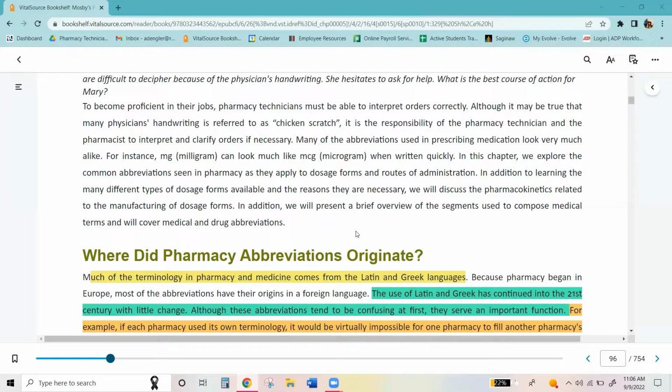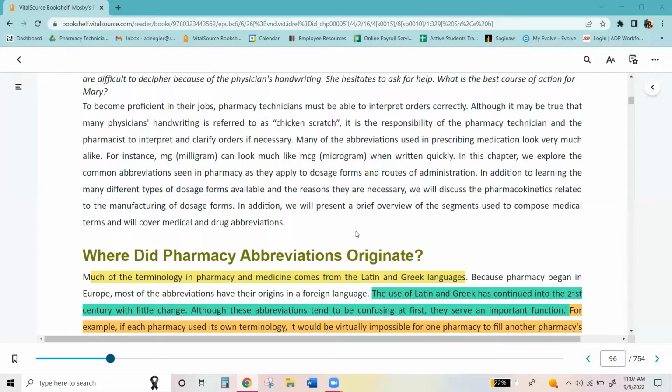Many of the abbreviations used in prescribing medication look very alike. For instance, milligram can look a lot like microgram when written quickly. In this chapter, we will explore the common abbreviations that we see in pharmacy as they apply to dosage forms and routes of administration. In addition, we will also talk about pharmacokinetics related to the manufacturing of dosage forms, a brief overview of the segments used to compose medical terms, and we'll cover medical and drug abbreviations.